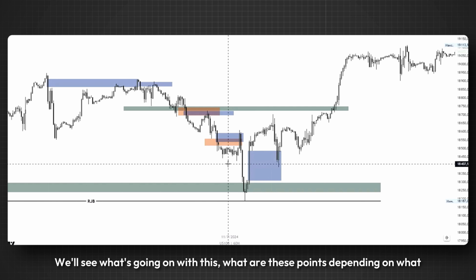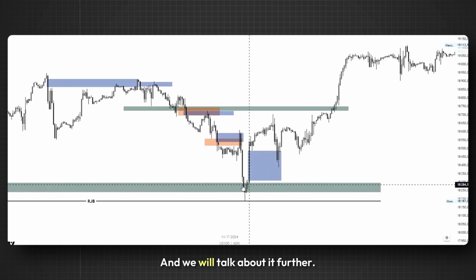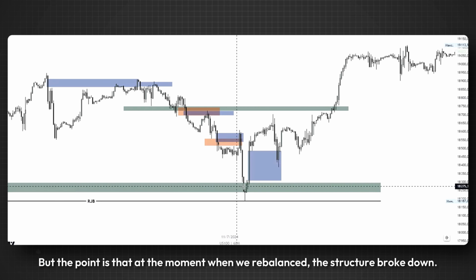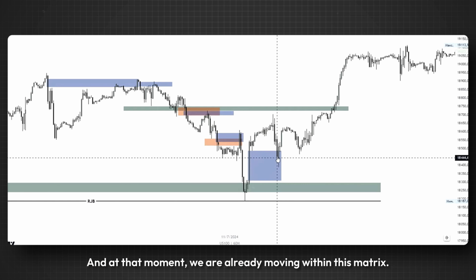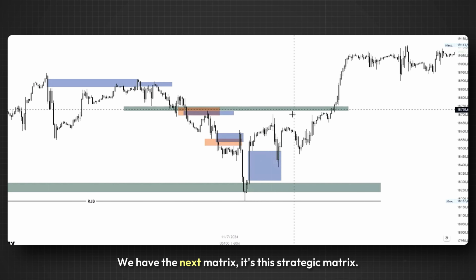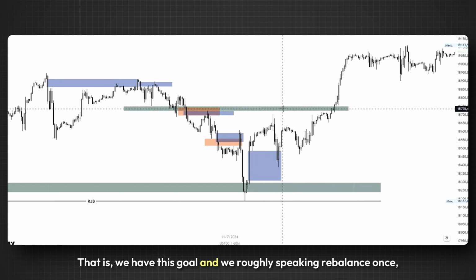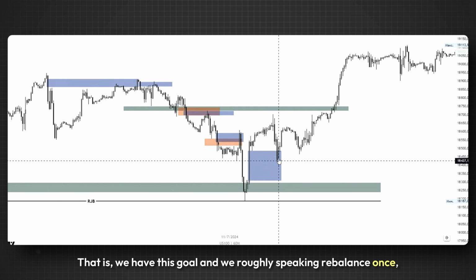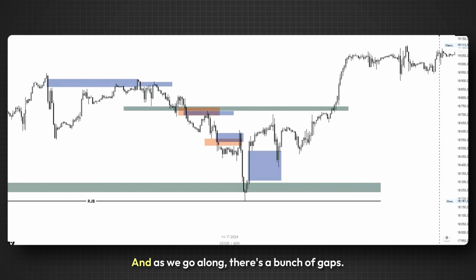What are these points, depending on what size the gap is, and so on and so forth. And we will talk about it further. But the point is that at the moment when we rebalanced, the structure broke down. And at that moment, we are already moving within this matrix. We have the next matrix. It's this strategic matrix. That is, we have this goal. And we, roughly speaking, rebalance once, roll back again, there is a gap. We rebalance and move on. And as we go along, there's a bunch of gaps.